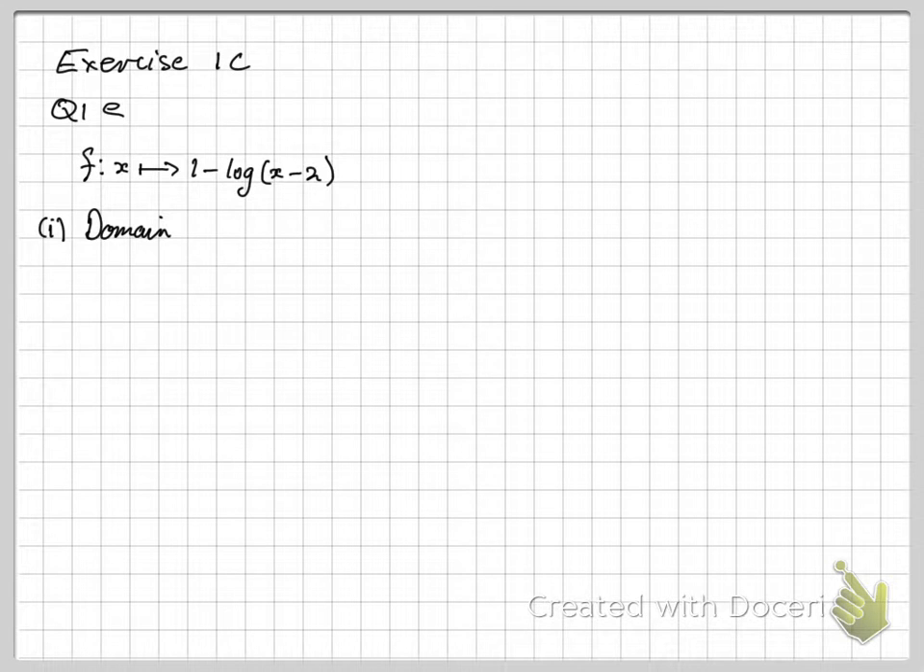Alright, here we are, part E. We've got this function, 1 minus log to base 5 of x minus 2. Now the domain is where x minus 2 is greater than 0, so x is greater than 2. That is the domain, and the range, of course, is just any value of y.